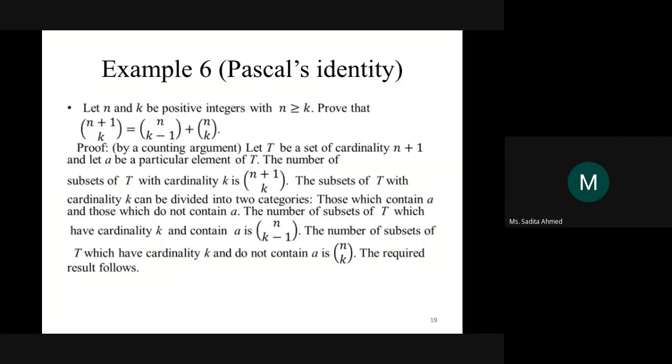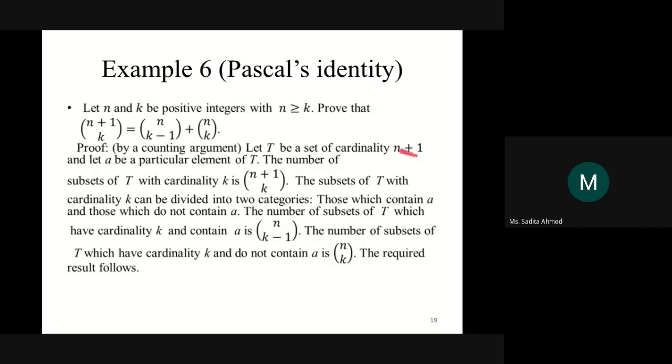Again, remember that A is an element of T. A is one of these n plus 1 elements. Now we'll analyze each of these 2 groups individually. The first group of subsets with size k, all of which contain A. How many ways are there to construct the subsets of T with size k which must contain A? How many subsets are there like that?